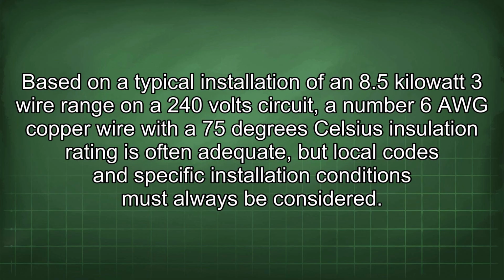Based on a typical installation of an 8.5 kilowatt 3-wire range on a 240 volt circuit, a number 6 AWG copper wire with a 75 degrees Celsius insulation rating is often adequate, but local codes and specific installation conditions must always be considered.